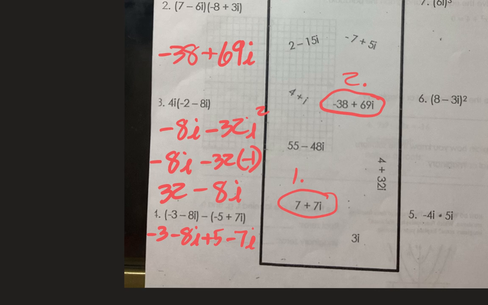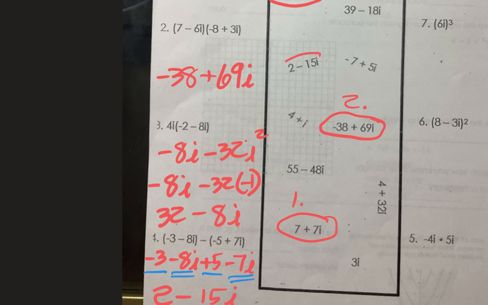All right, combine my like terms. So let's see what we have, a negative 3 and a 5. Negative 3 plus 5 leaves me with 2. And negative 8i minus 7i leaves me with a negative 15i. Okay, so let's tidy that up a little bit. 2 minus 15i. And of course, I see 2 minus 15i over here, and I can label that as question number 4.